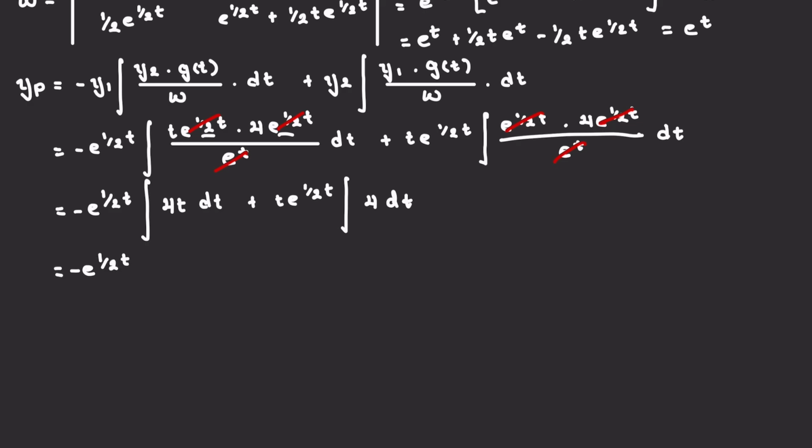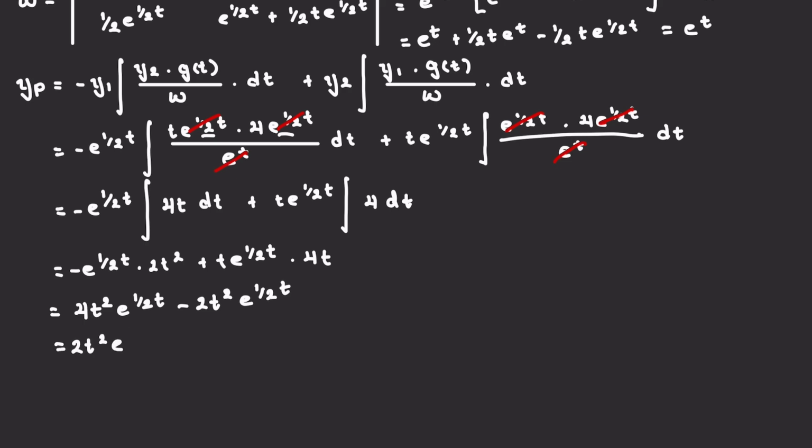We're taking the integral of 4t, which is 2t squared, multiplied by the e to the 1 over 2t, plus t e to the 1 over 2t multiplied by 4t, and we get here for our non-homogeneous solution, or yp, 4t squared e to the 1 over 2t minus 2t squared e to the 1 over 2t, which simplifies to 2t squared e to the 1 over 2t. And so we have here our solution to the non-homogeneous part.